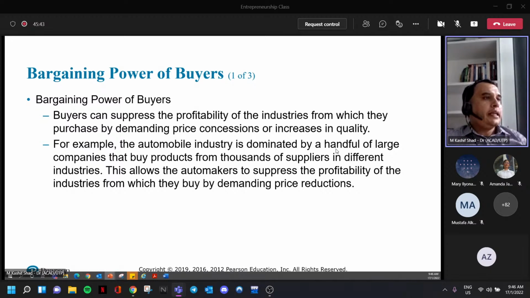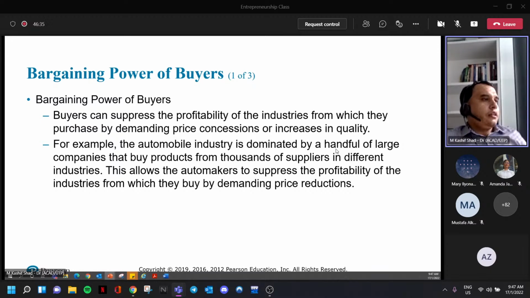Buyers can also affect the profitability of the industry from which they purchase by demanding price concessions or an increase in quality. Sometimes the buyers say, the price of this product is too high, we don't want that costly product, please reduce the prices. They will ask you for a discount, or if the product does not meet the standard of the customers, they will ask to improve the quality. These two demands can increase the cost for that company. If the cost is high, definitely it will reduce your profit.